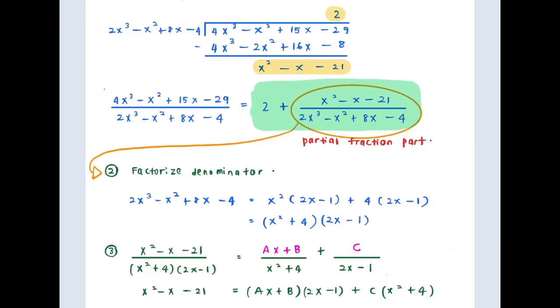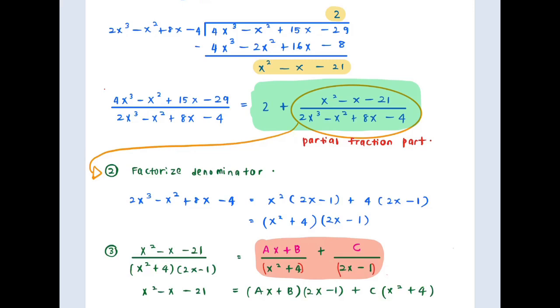So now let's rewrite the partial fraction part here. So let's split x squared plus 4. This is an irreducible quadratic, plus another part, 2x minus 1. This is linear. So for the irreducible quadratic, this is ax plus b. And for the linear part, this is only c, a single constant. Therefore, our final answer for PFD will be this part here.